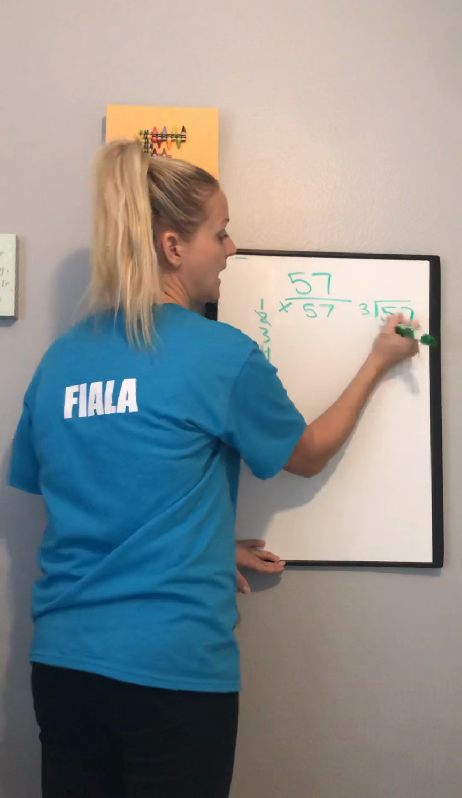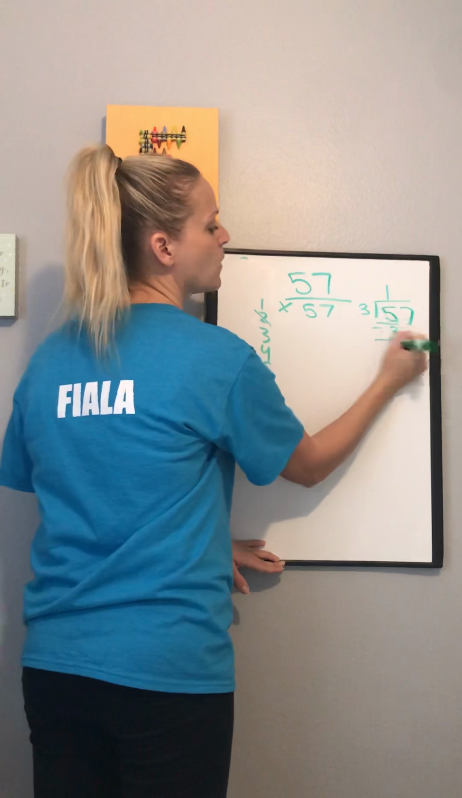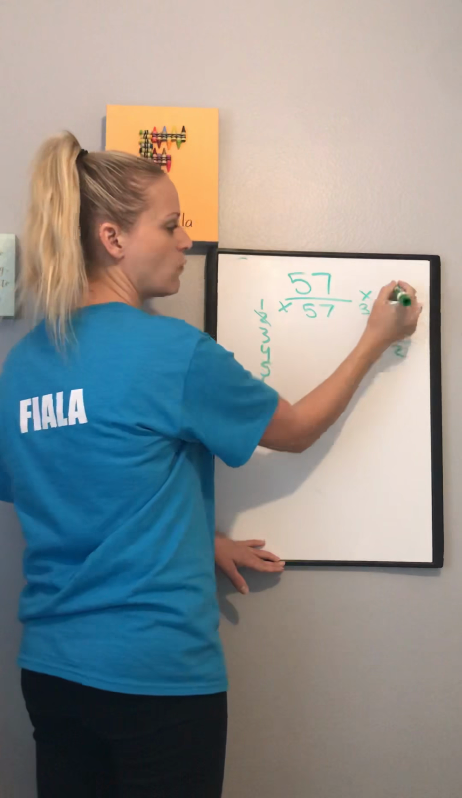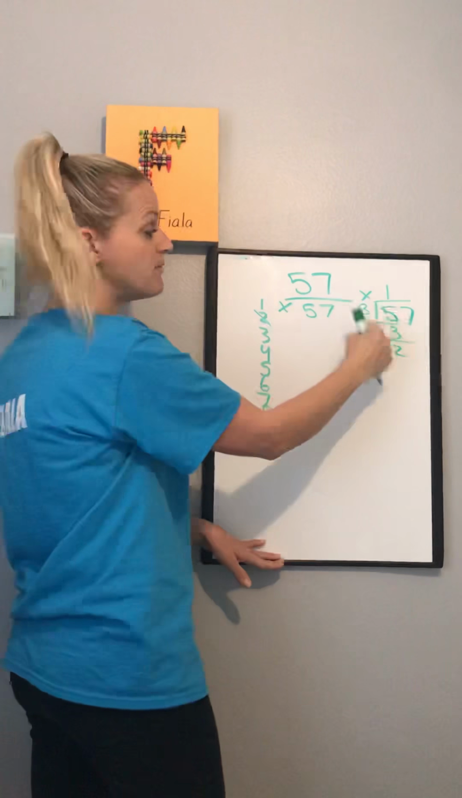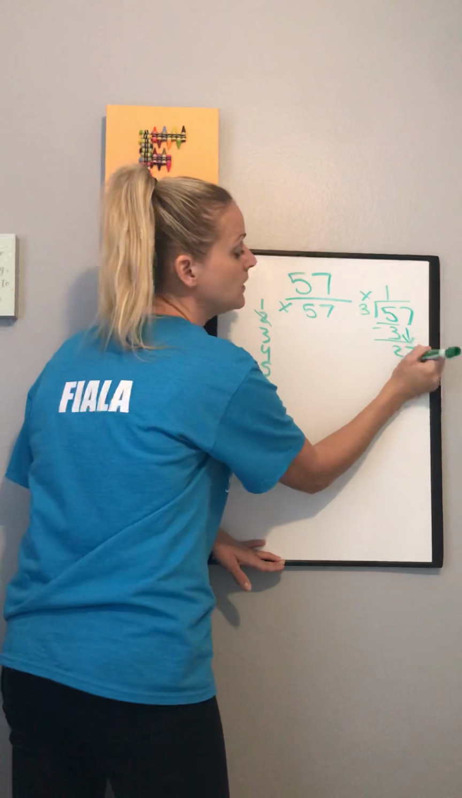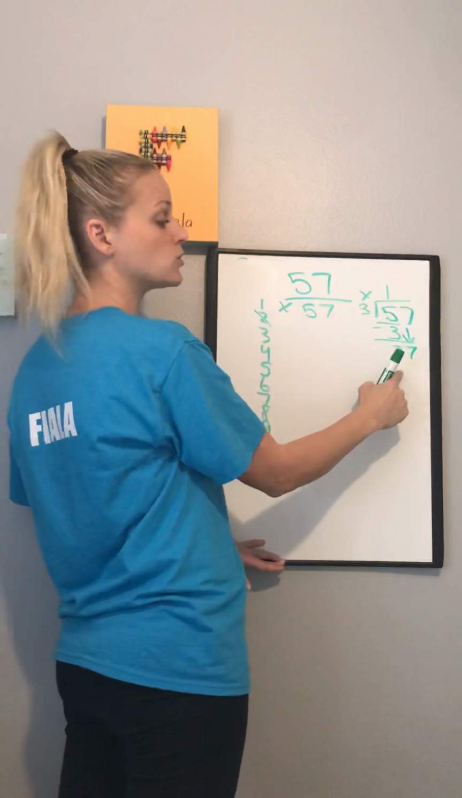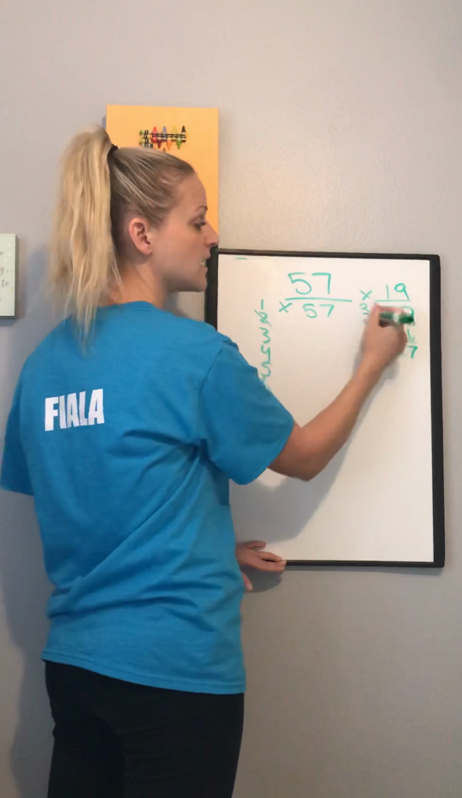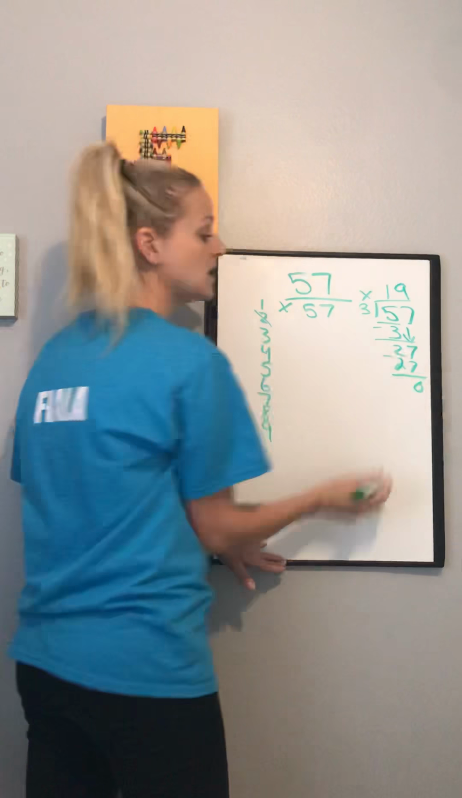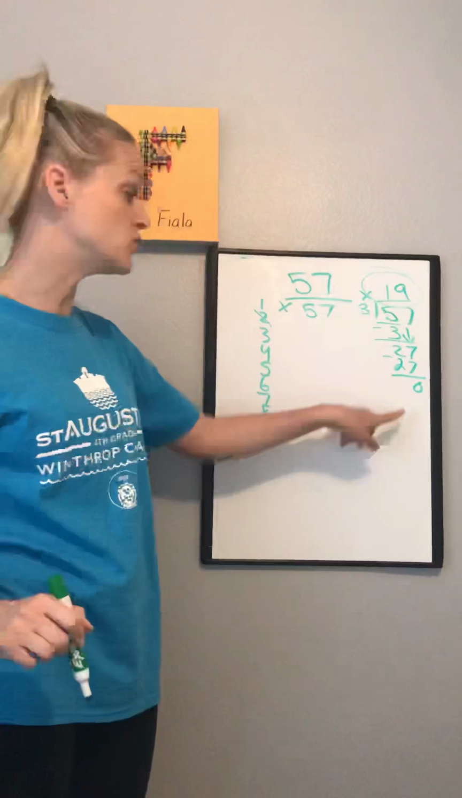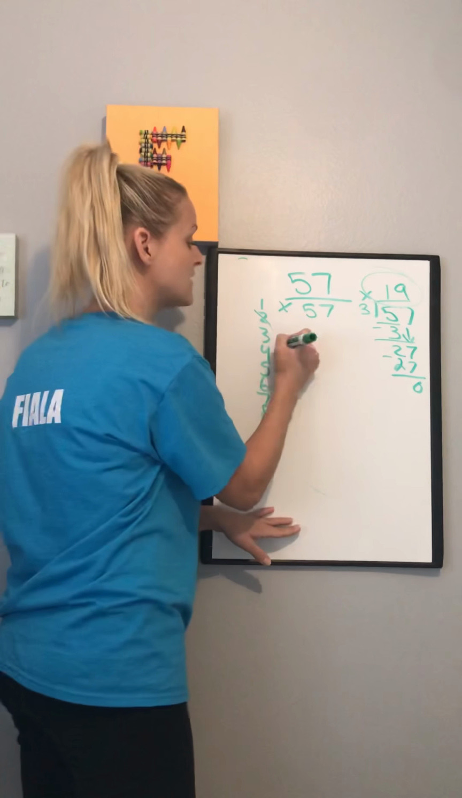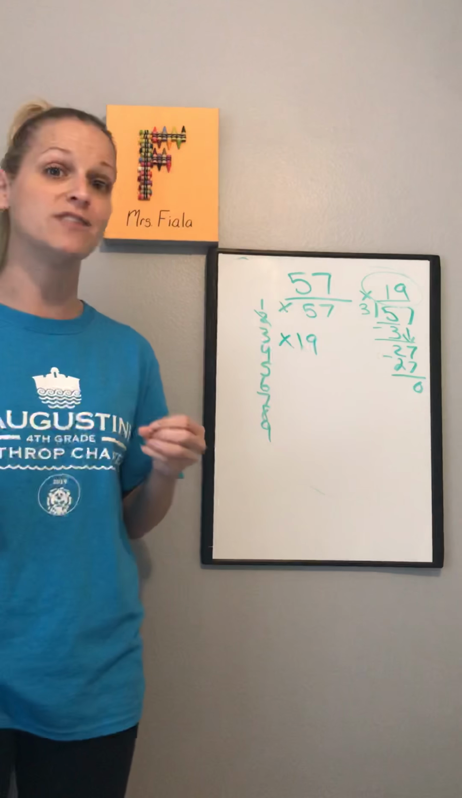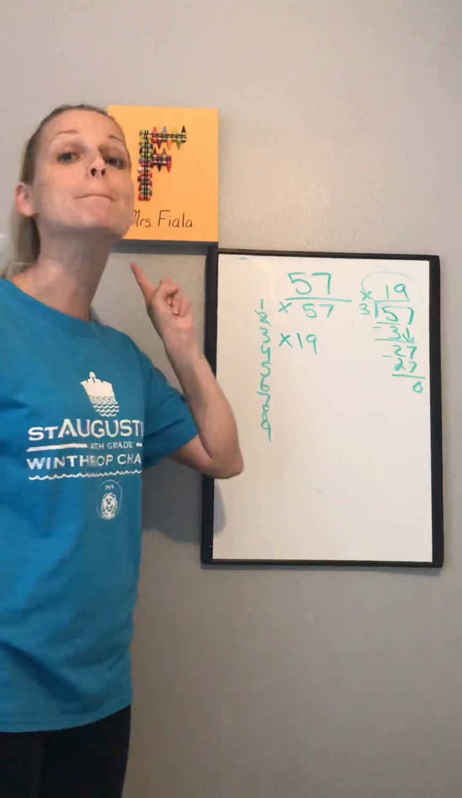57 divided by 3. When I do my division, 3 goes into 5 once. 1 times 3 is 3. 5 minus 3 is 2. Bring down the 7. Divide again. How many times does 3 go into 27? 9 times. 9 times 3 is 27. Which means 3 is a factor. There was no remainder. 3 times 19 gives you 57. So that is actually composite.